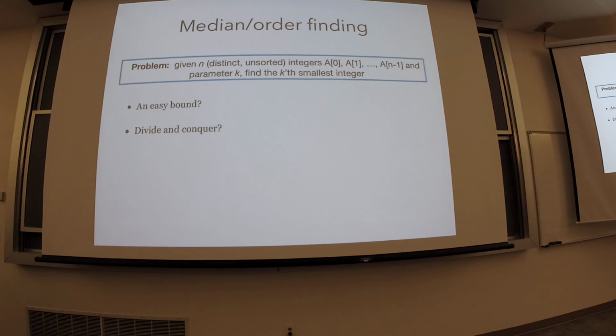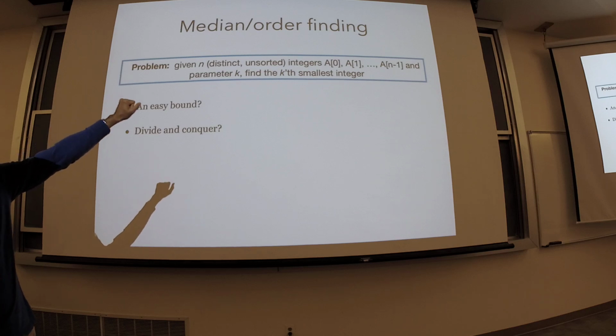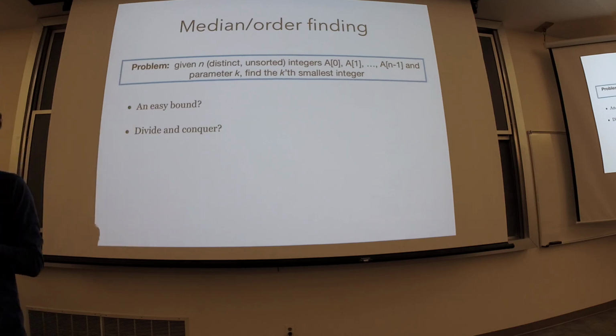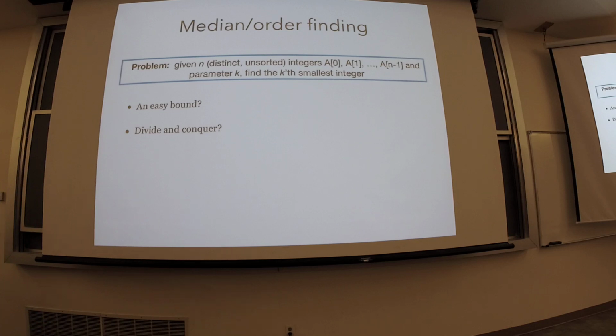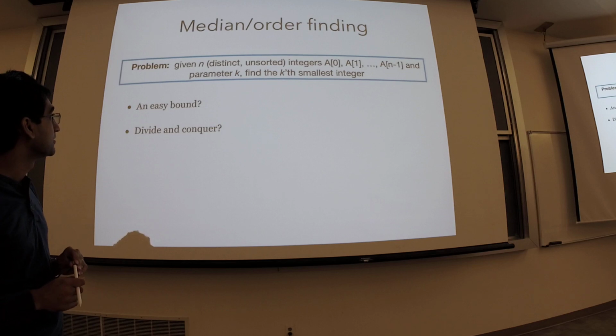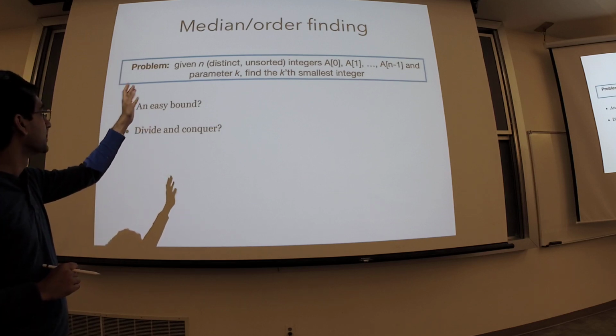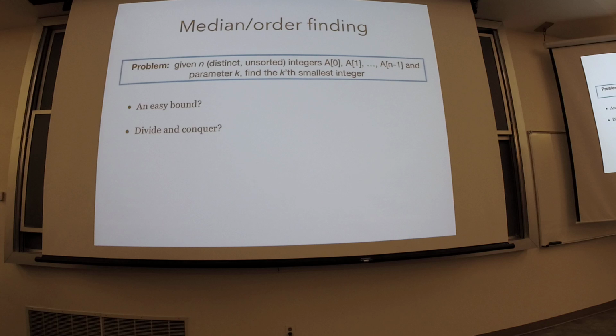Okay. So the goal is I give you n integers that are not sorted, a1 through an, and assume they're all different for now, just for simplicity. And you're given some number k, and your goal is to find the kth smallest integer in this array. You're given some unsorted array of numbers, and you want the kth smallest integer, and assume they're all distinct. Okay. So how do you do this?